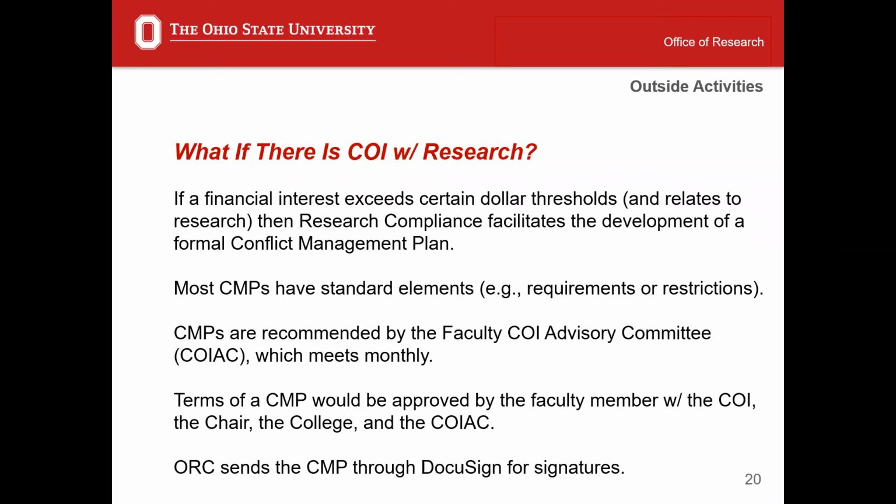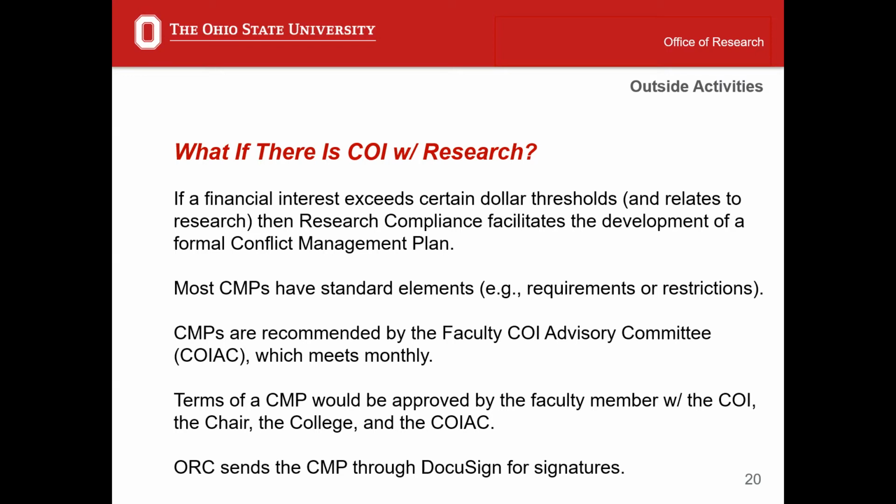Now let's suppose that there is a conflict with research. What do we do about it? What we'll need to do is develop a formal conflict management plan for the researcher. And most of these plans have standard elements, requirements, or restrictions. These plans are recommended by the faculty committee that I mentioned earlier, which meets monthly.